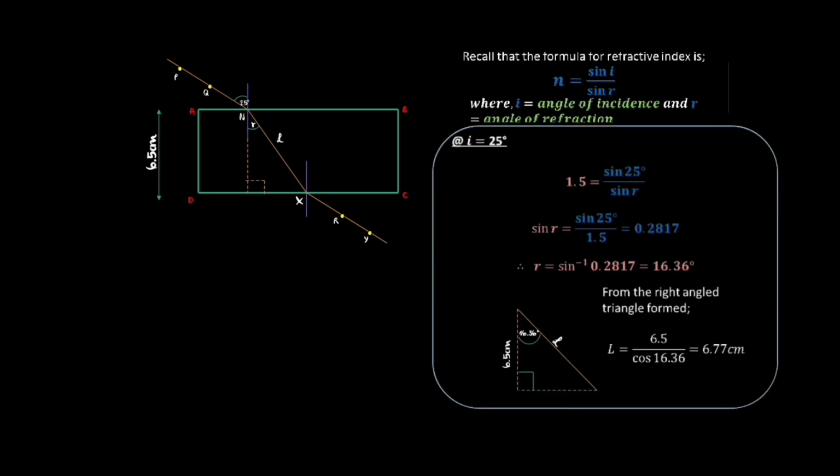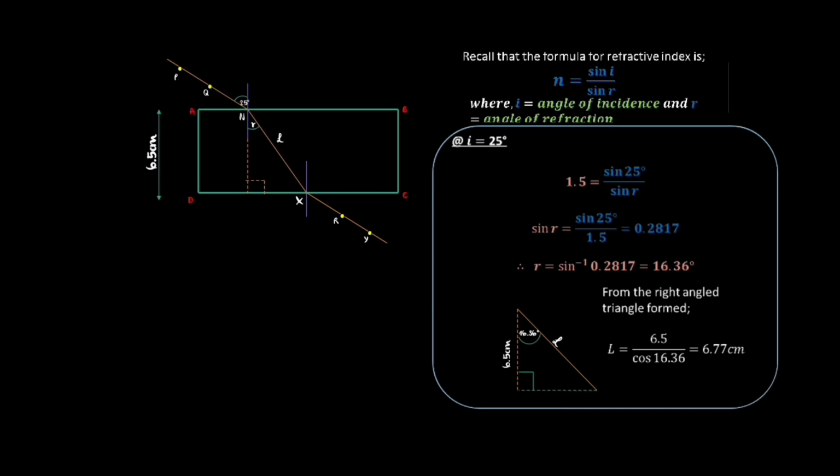So we now say when the angle of incidence is 25 degrees, 1.5, which is the refractive index of a glass block, all over sine 25 is equal to... 1.5 is equal to sine 25, which is the angle of incidence, all over sine R, which we don't know. Then simplifying everything, we got that the angle of refraction here is 16.36 degrees.